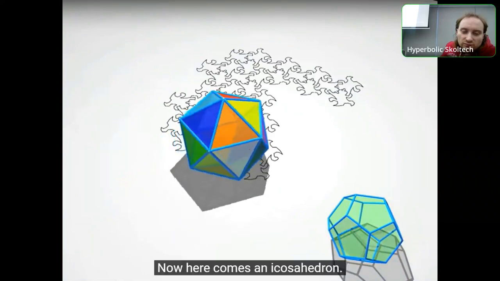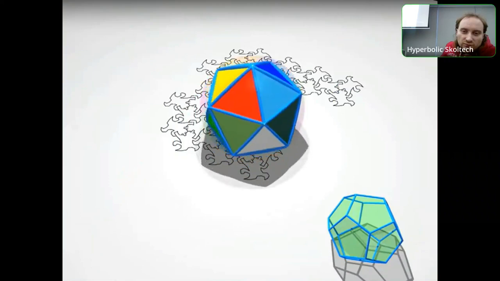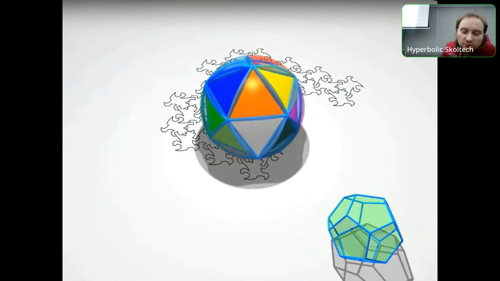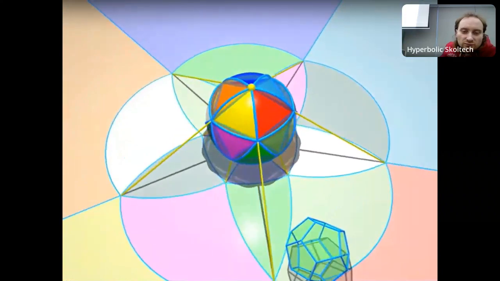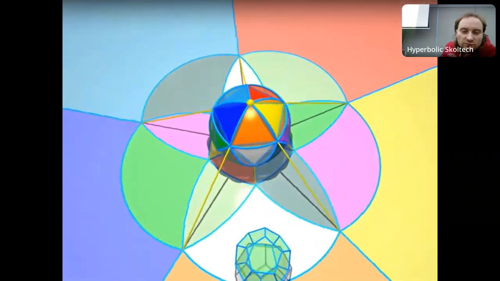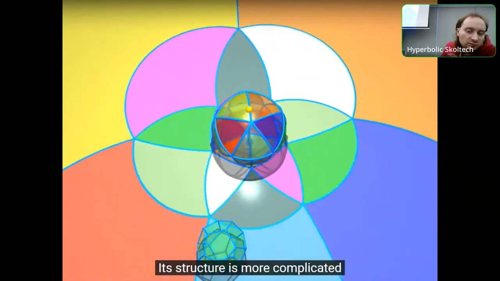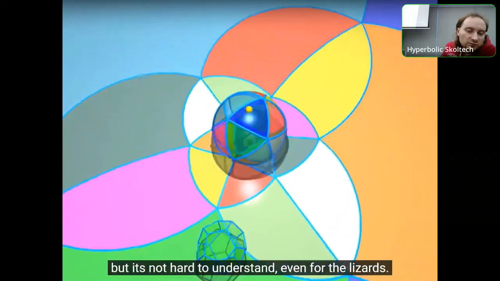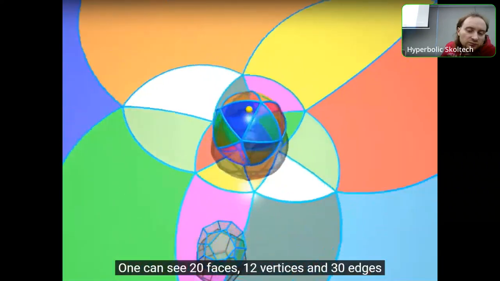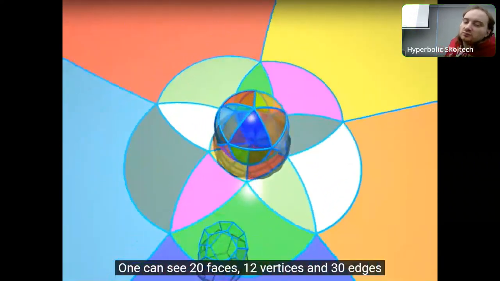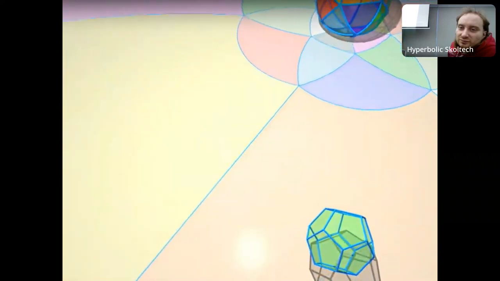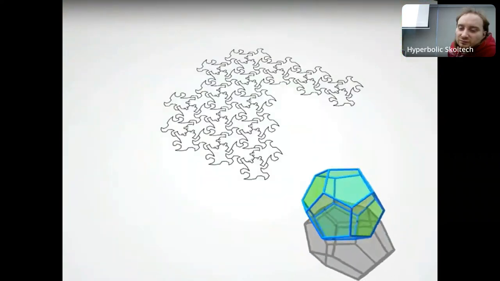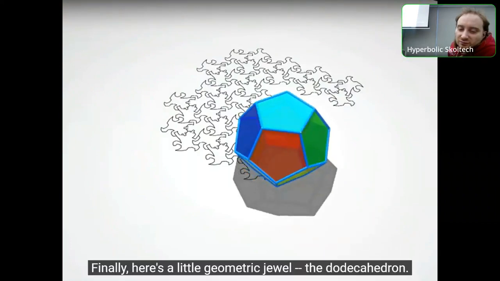Now it's an icosahedron. Its structure is more complicated, but it's not hard to understand even for the lizard. One can see 20 faces, 12 vertices, and 30 edges. Can you count them all? Finally, here's a little geometric jewel, the dodecahedron.